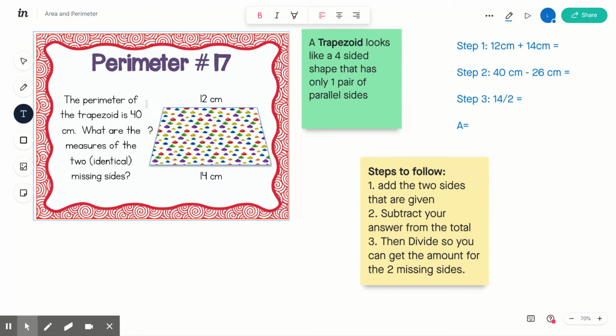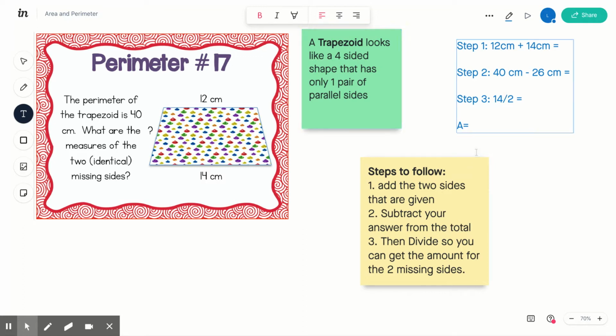The perimeter of the trapezoid is 40 centimeters. What are the measures of the 2 identical missing sides? Identical means the sides that are the same. Then if you're not sure, a trapezoid looks like a 4-sided shape that has only 1 pair of parallel sides. So those parallel sides will most likely be the same measurement.